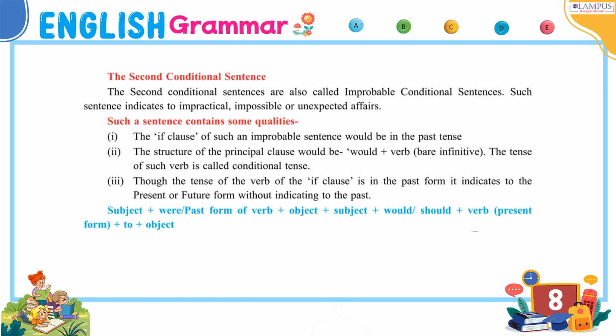The second conditional sentence. The second conditional sentences are also called improbable conditional sentences. Such sentences indicate impractical, impossible or unexpected affairs. Such a sentence contains some qualities. 1. The if clause of such an improbable sentence would be in the past tense. 2. The structure of the principal clause would be would plus verb, bare infinitive. The tense of such verb is called conditional tense.